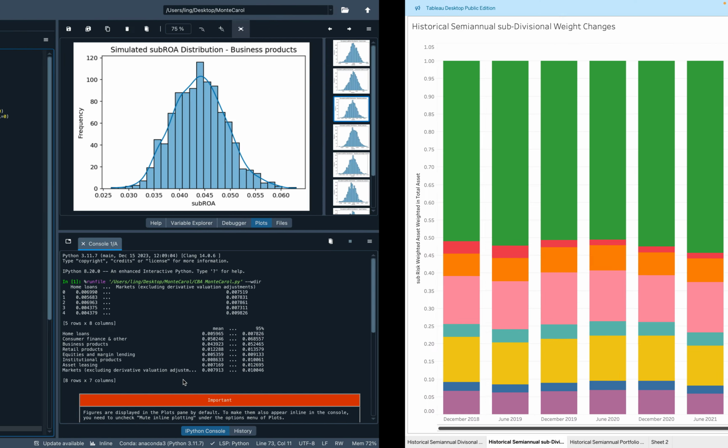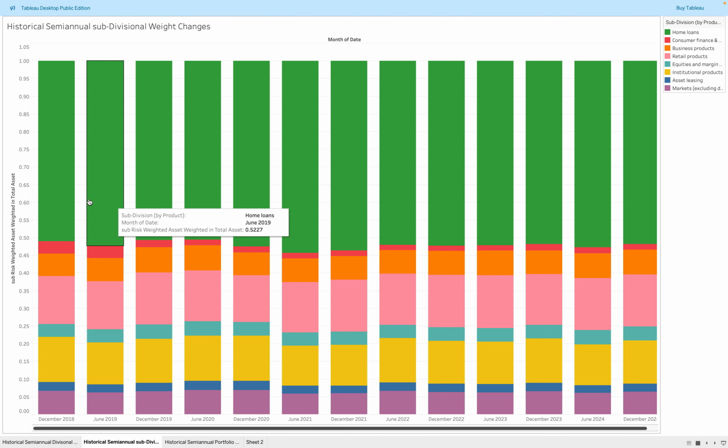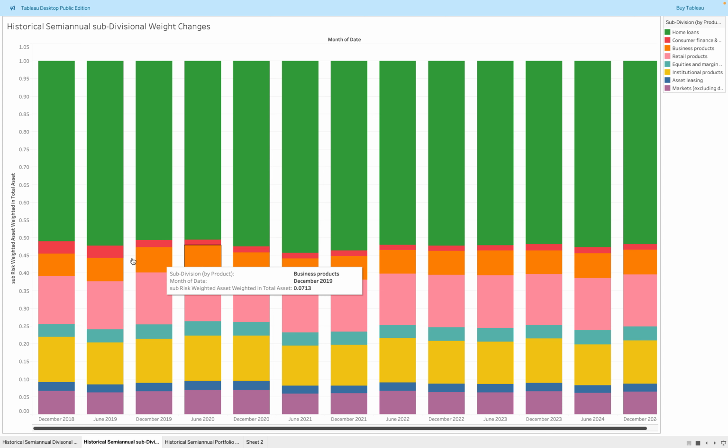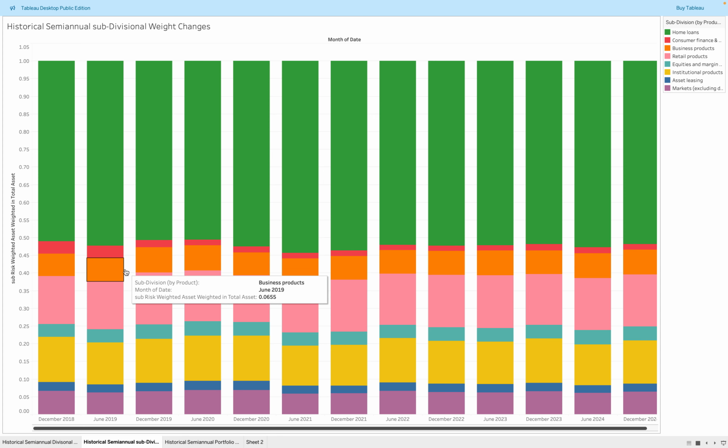And finally, we visualize some more data just to help you get a better understanding. Here is the semi-annual ROA changes. And here is the weight shifts across the subdivisions. This visualization will show the risk pattern and capital allocation over time.